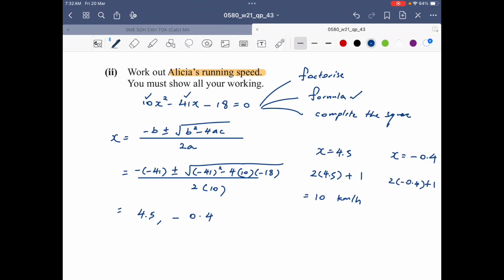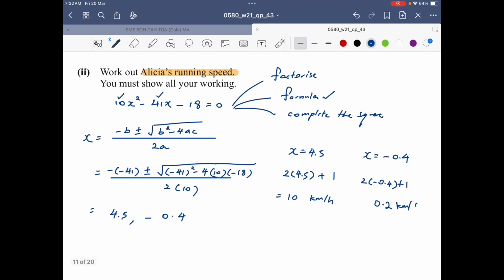Okay, we do the calculation. Negative 0.8 plus 1, that gives 0.2. So it still makes sense, right? Because both are positive. So which one do we take as the answer? It can't tell you anything if you substitute into the running speed, because both running speeds are positive values. It makes sense.